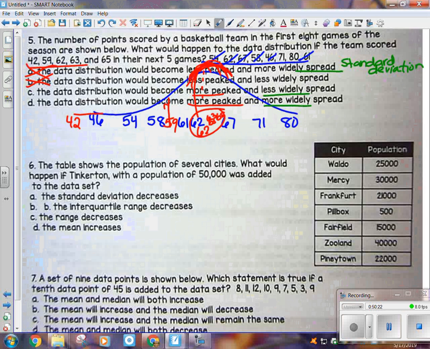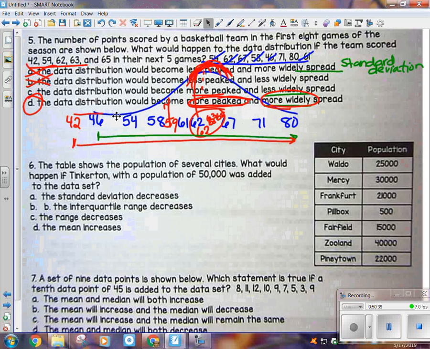I hope you can see that it used to go from 46 to 80. That was the original. So then what happened? As soon as I scored lower than 46, then I have to stretch it out. So actually that's more widely spread and more peaked. So D is the correct answer.